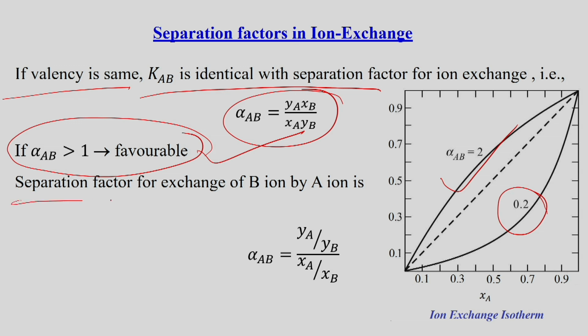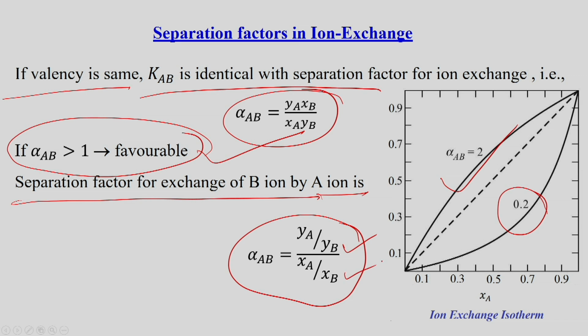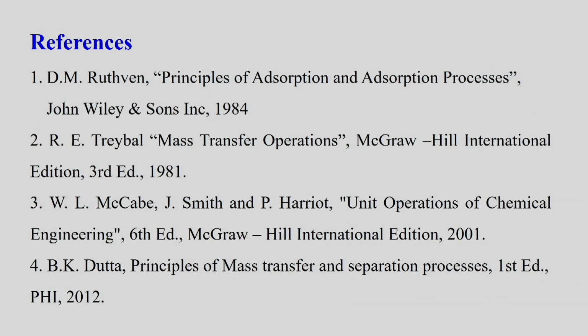So, the separation factor for the exchange of B ion by A ion is alpha A B equal to Y A by Y B divided by X A by X B. Whenever this separation factor is greater than 1, it is favorable, and when the separation factor is less than 1, it is unfavorable.